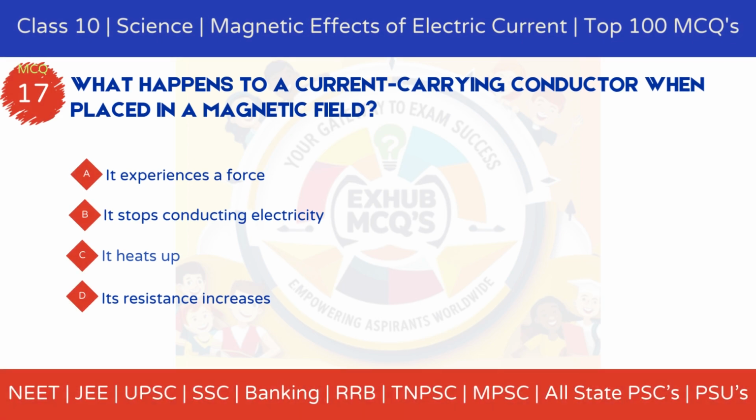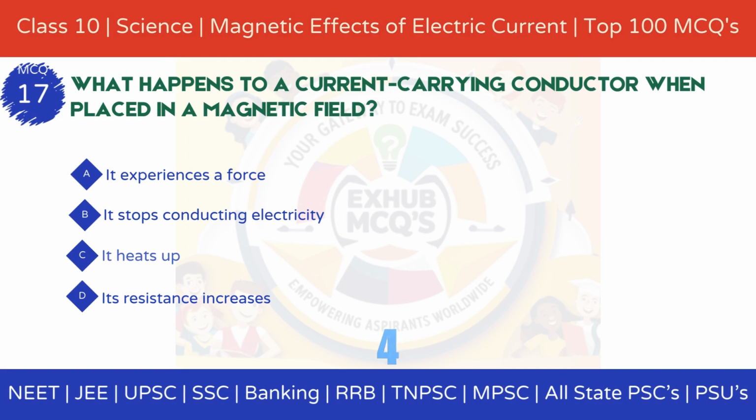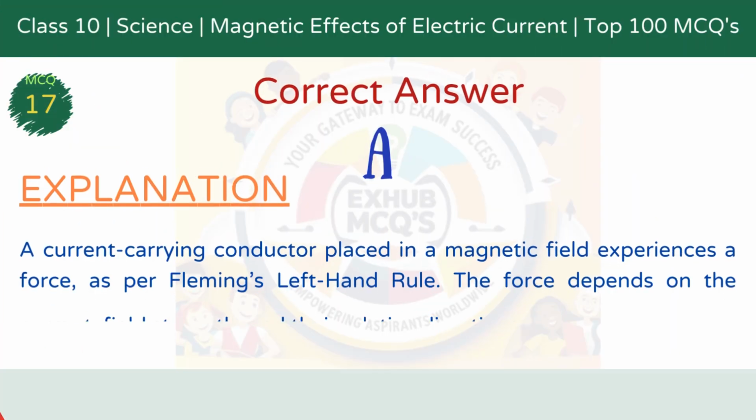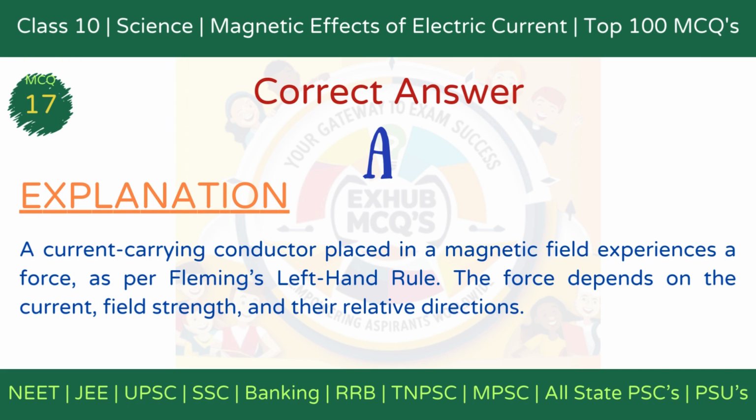What happens to a current-carrying conductor when placed in a magnetic field? Option A, it experiences a force. Option B, it stops conducting electricity. Option C, it heats up. Option D, its resistance increases. The correct answer is option A, it experiences a force. Explanation. A current-carrying conductor placed in a magnetic field experiences a force, as per Fleming's left-hand rule. The force depends on the current, field strength, and their relative directions.